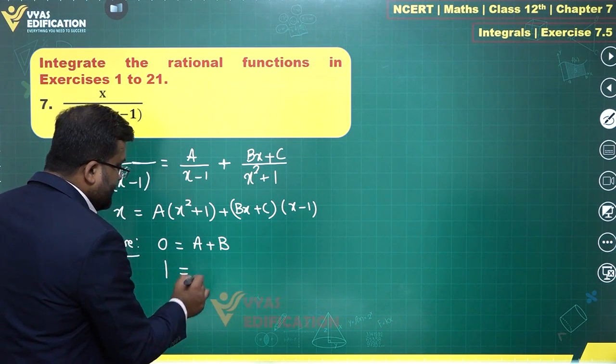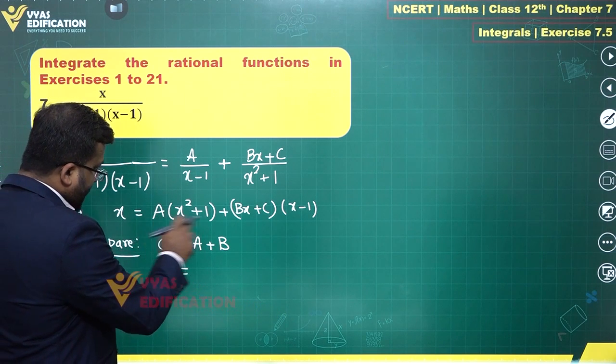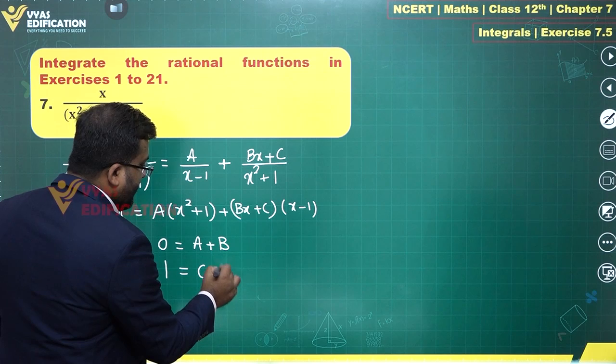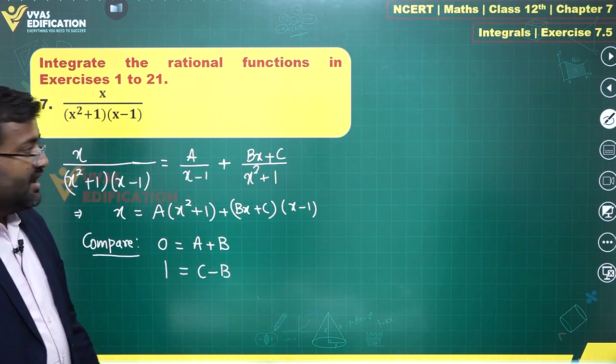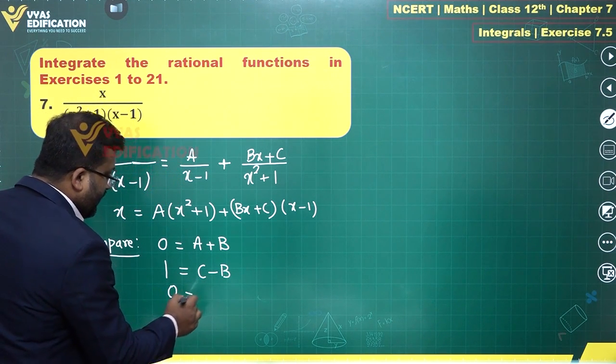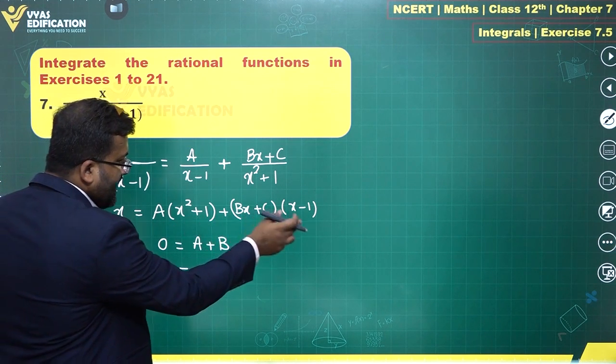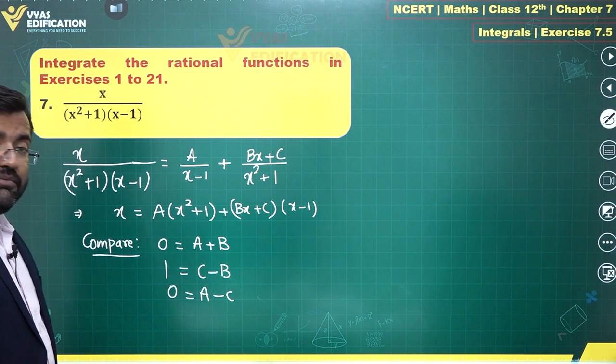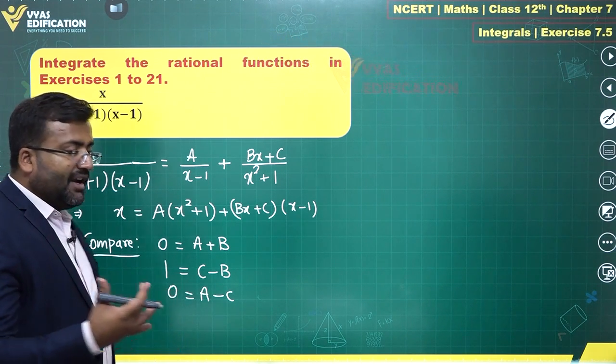The coefficient of x is 1, which is equal to, over here there is no x, there is minus bx plus cx. So this is c minus b over here, right? And the constant term, as you can see, is 0 on the left hand side. The constant term here will be a minus c. Okay, this is what I am getting, a minus c. Is that okay? Yes.